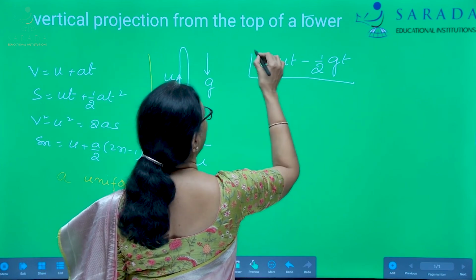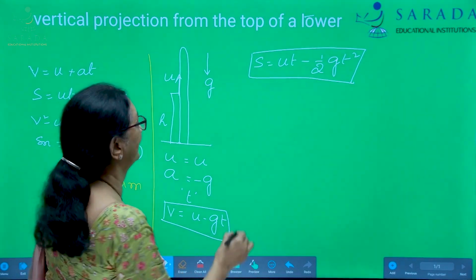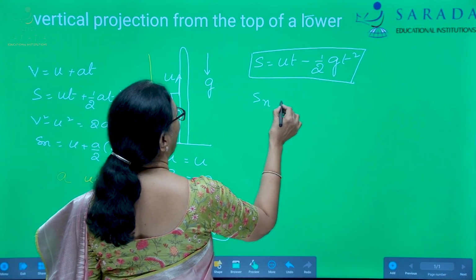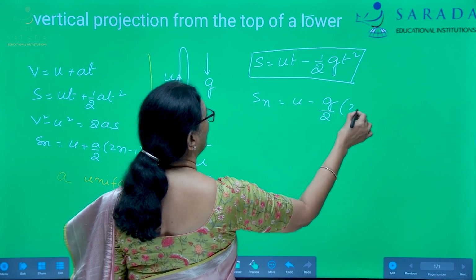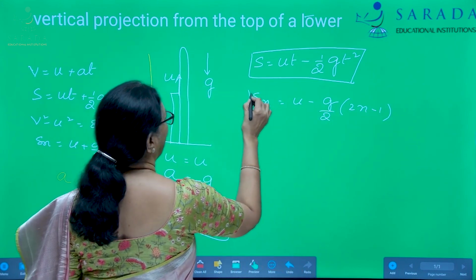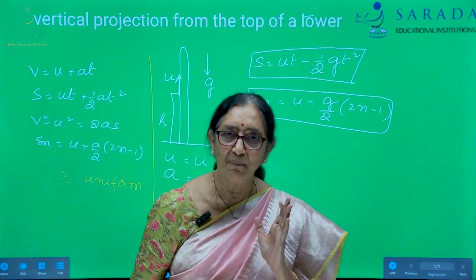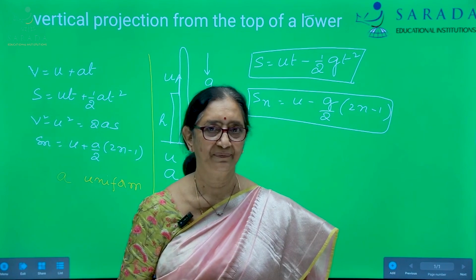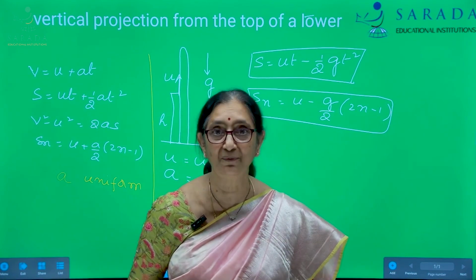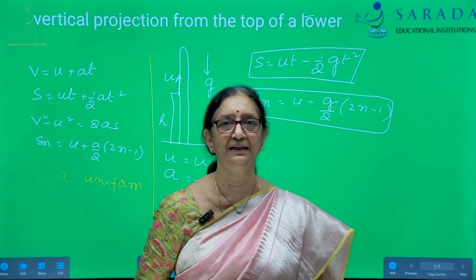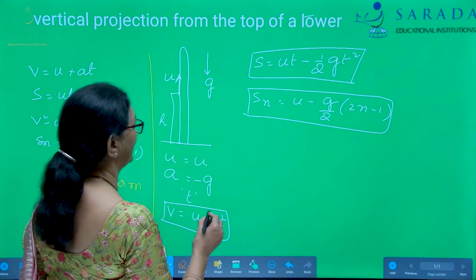If we need to find the displacement of the body in the nth second, then we go for the formula Sn = u minus g by 2 into (2n minus 1). In those equations of motion, we have just substituted minus g in place of a. So, all these equations are pretty much the same as vertical projection from the ground as well. Here one particular model is very important and common in objective examinations.